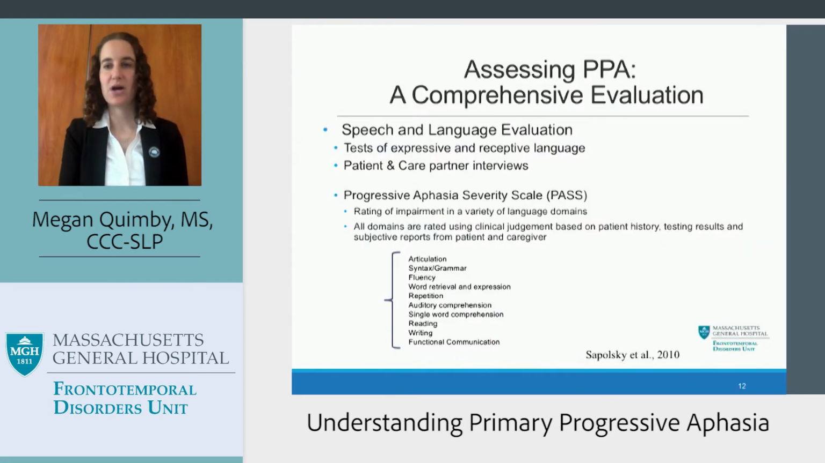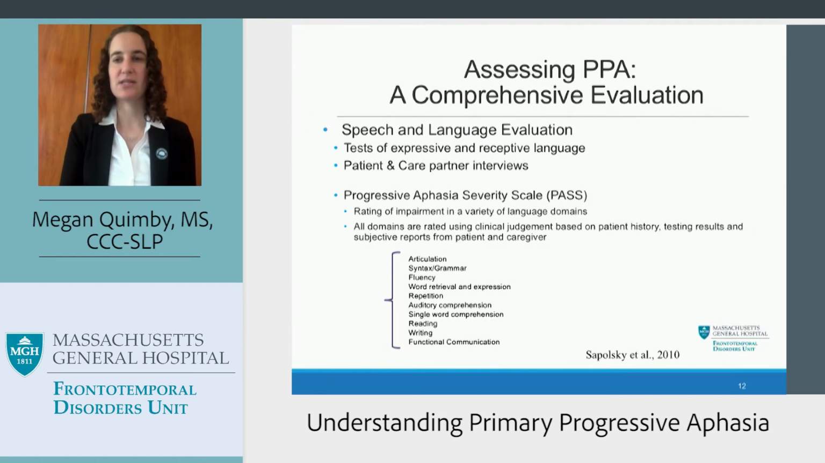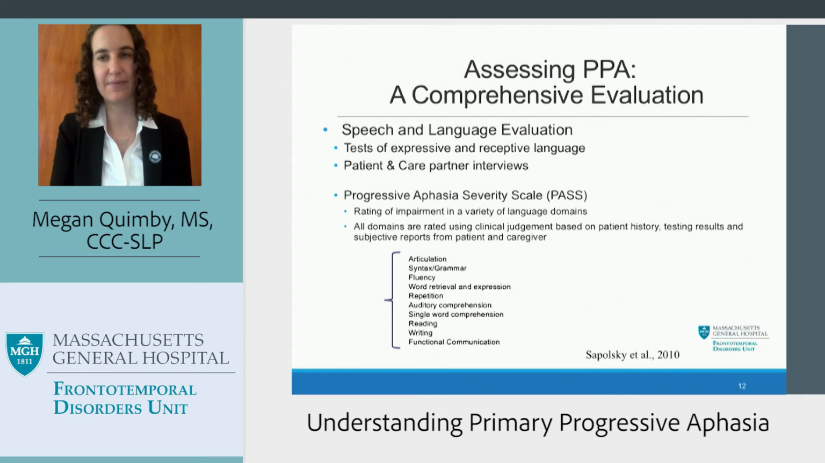So as you saw in that video, the patient was having difficulty repeating back longer sentences to the clinician. So she was able to repeat back phrases, but as soon as the amount of information became longer, she was having difficulty repeating back those sentences, which is a characteristic of that subtype.